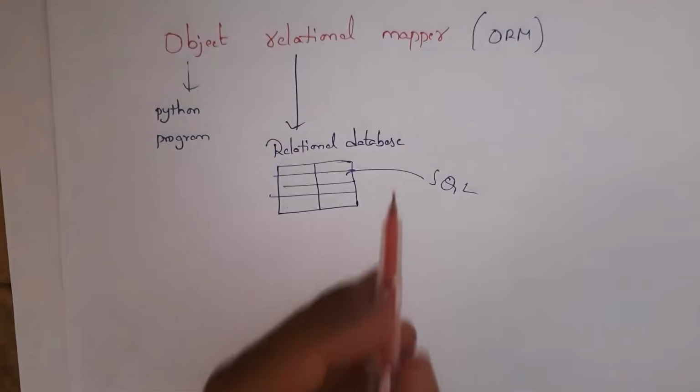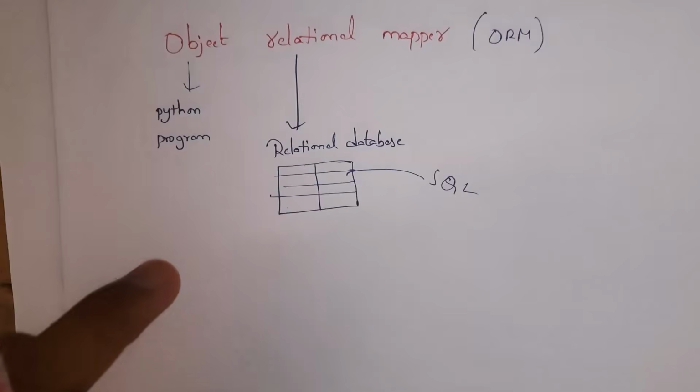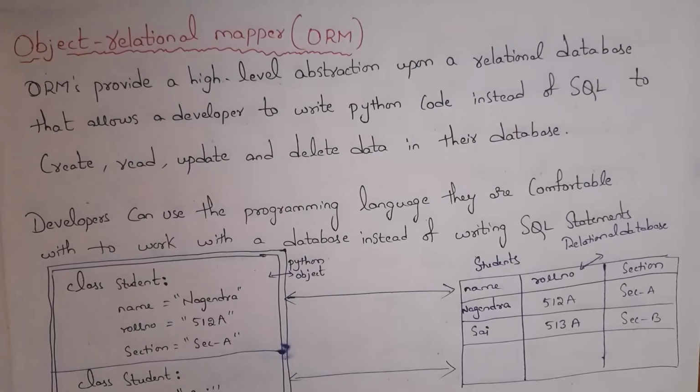Normally, in order to create a relational database, we need to learn Structured Query Language, shortly called SQL. But here there is no need of learning SQL. Directly by using a Python program itself, we can create a relational database. This is the definition of ORM.